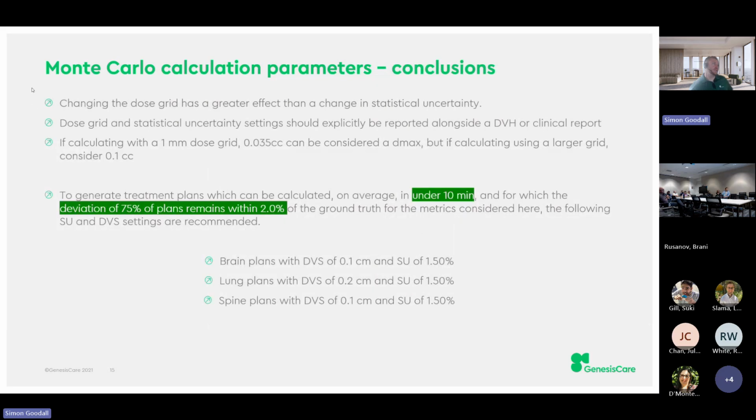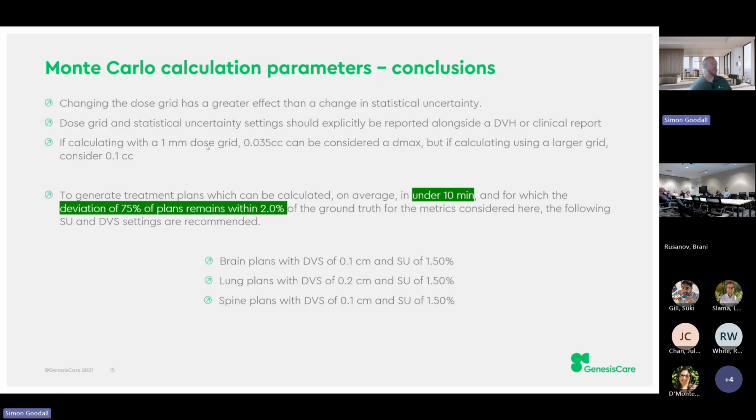So what we managed to conclude from this is that essentially changing the dose grid size is always a bigger effect than changing the statistical uncertainty. And the key thing is that we should make sure we report these dose grid and statistical uncertainty settings next to any calculated DVH, because depending on what you use, the DVH metrics can mean slightly different things or have slightly different accuracies. And we also looked at the variation of what a maximum dose means.